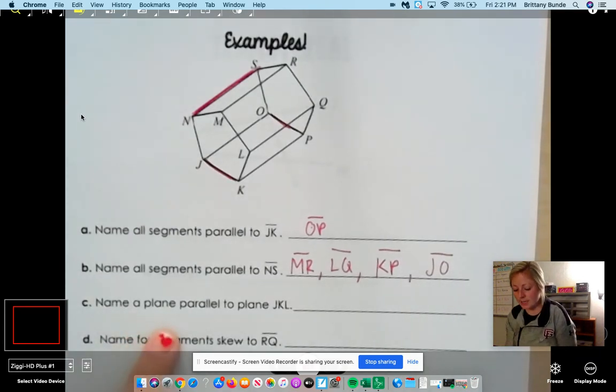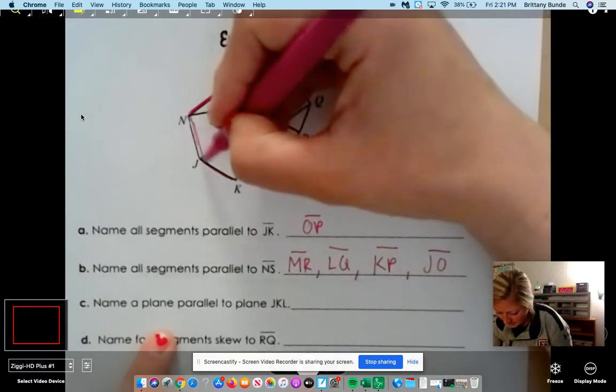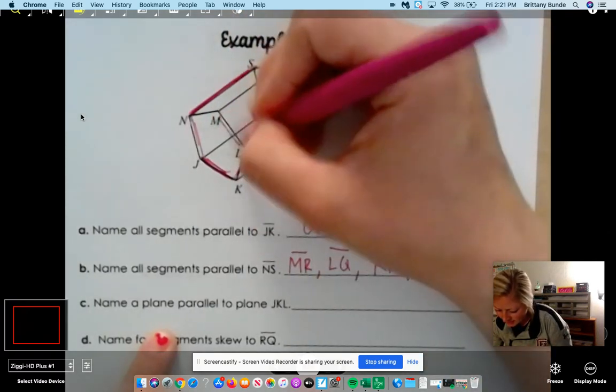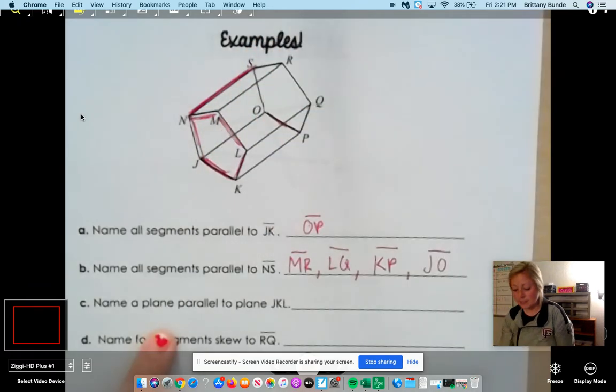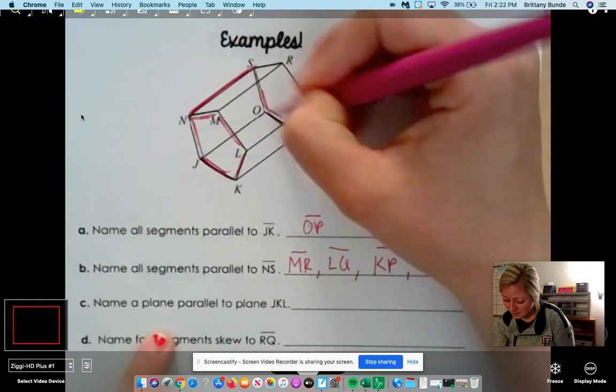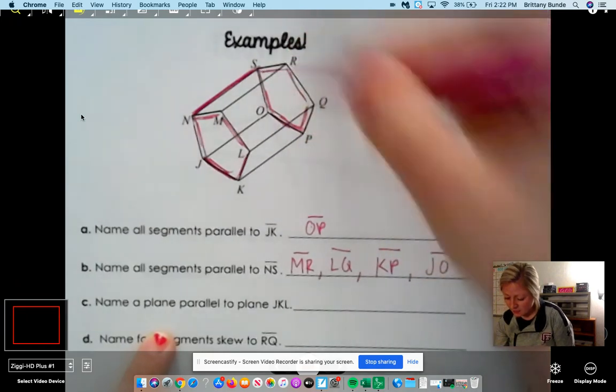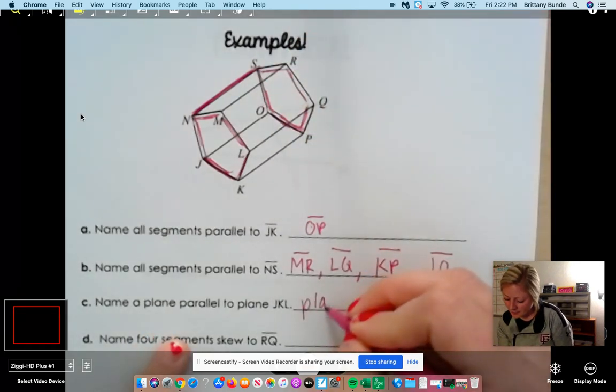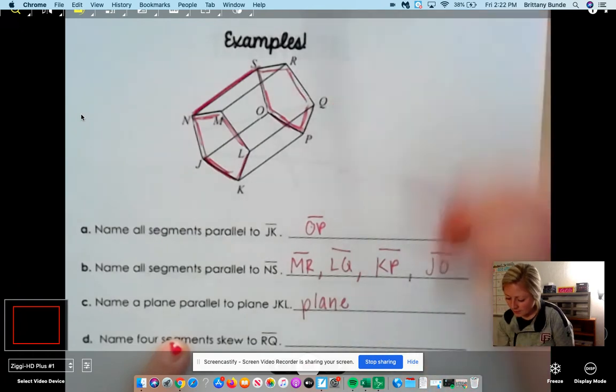Name a plane parallel to plane JKL. So JKL is this pentagonal side here. So basically, what's the other side that matches that, folks? It would be this pentagon. Yes. So pick 3 letters on that plane. I'm going to pick plane QRP.